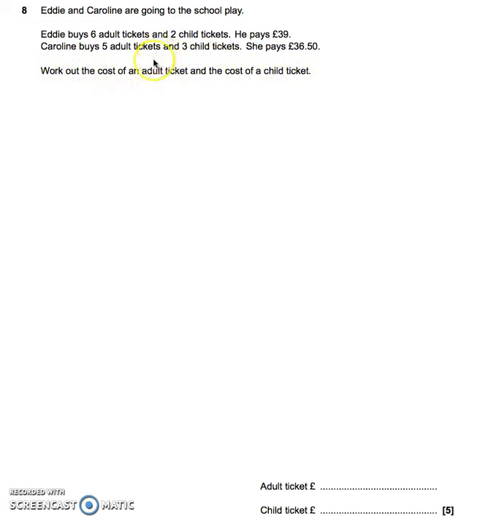We can do this by forming some simultaneous equations. Finding the first equation is pretty simple. You use A for adult tickets and C for child tickets, and we can put 6 lots of A, 6A, plus 2 lots of C is equal to £39. That's our first equation, so I'm going to call it equation number 1. Equation number 2 comes from Caroline. She has bought 5 adult tickets and 3 children's tickets, and she spent £36.50.